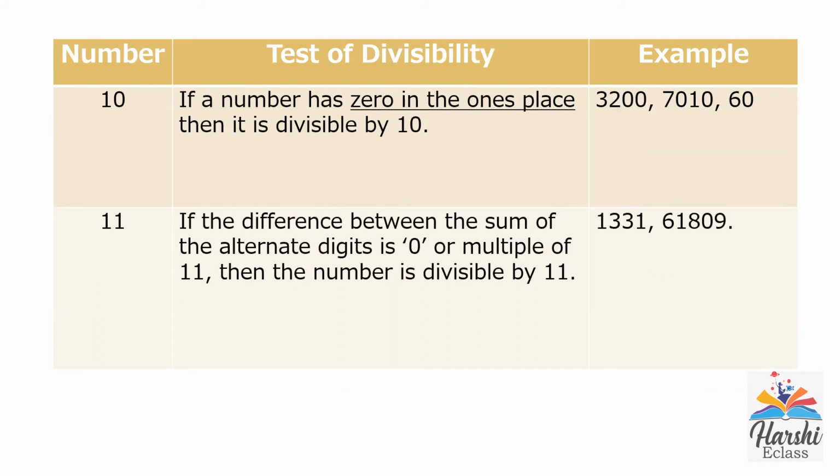Number 10. If a number has 0 in the ones place, then it is divisible by 10. Examples: 3,200, 0 in its ones place. So it is completely divisible by 10. Quotient will be 320, remainder 0. 7,010, 0 in its ones place. Here quotient will be 701, remainder 0. 60 also ending with 0. So it is also completely divisible by 10. Remainder 6.